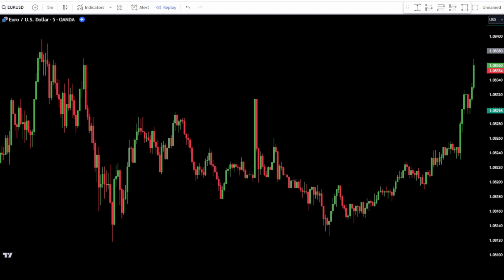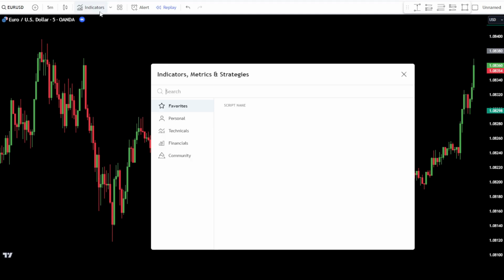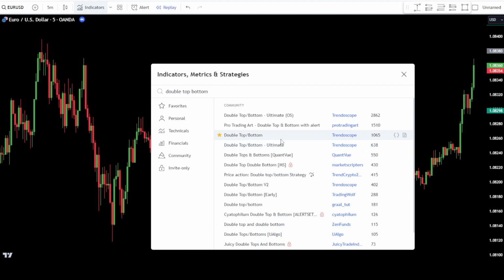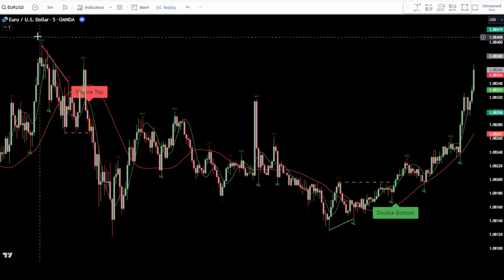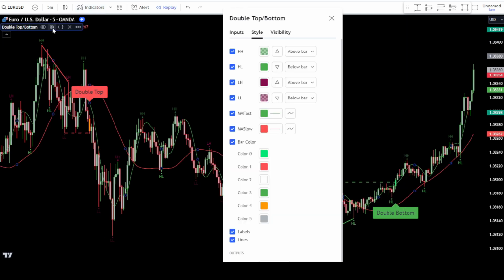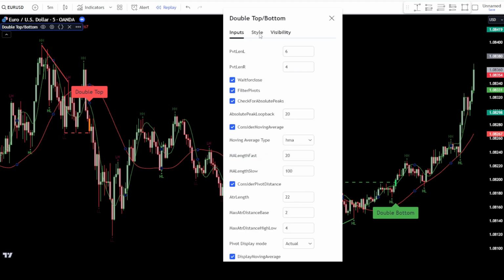Now, open your TradingView and go to the Indicator Search tab. In the Search Indicator tab, type double top bottom and then simply select double top bottom from Trendoscope. After that, go to the Indicator Settings tab. In the Input tab, leave it at the default settings.